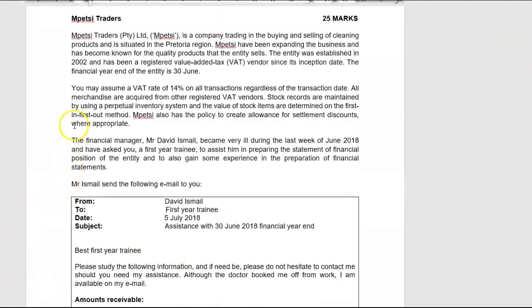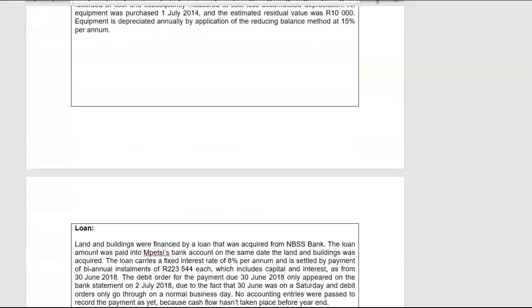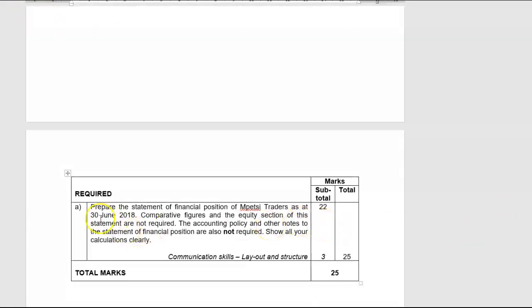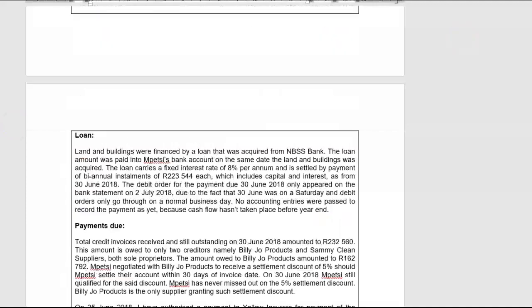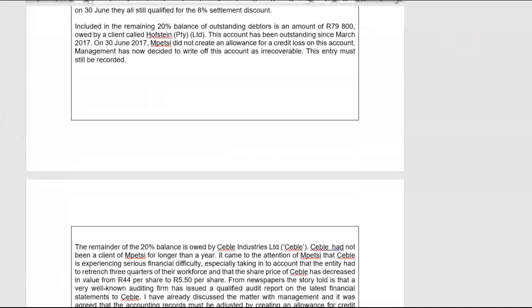Good. Mpetsi Traders is a company trading in the buying and selling of cleaning products and is situated in Pretoria. Mpetsi has been expanding the business and has become known for the quality products that the entity sells. The entity was established in 2002 and has been registered for VAT since the inception date. The financial year end is 30 June. Also, you have to do the statement of financial position as at 30 June 2018. So that's the year that we are actually interested in.